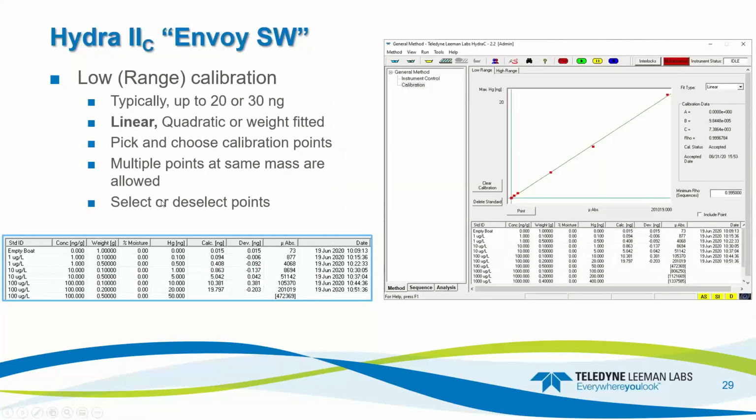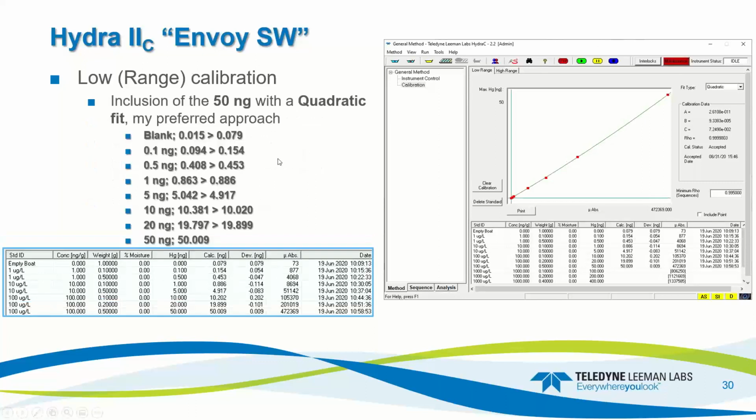So here's an example of our low range calibration. Typically we go up to 20 or 30 nanograms in the low range. Here's an example of a linear fit. You can also run quadratic or weighted fit. If you click in the chart down here, you can choose different points. You can include them, exclude them, you can delete them. You can also have multiple points of the same mass, and the software is not going to give you any grief for that.